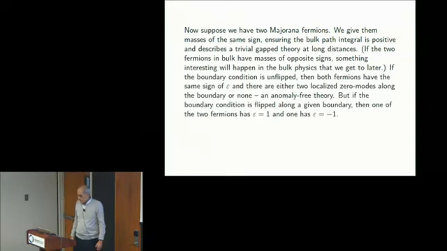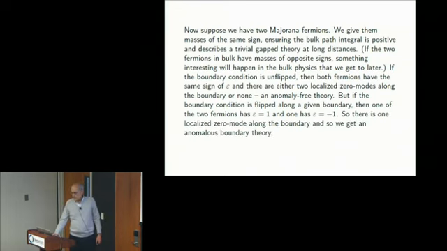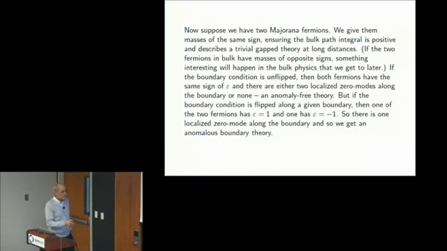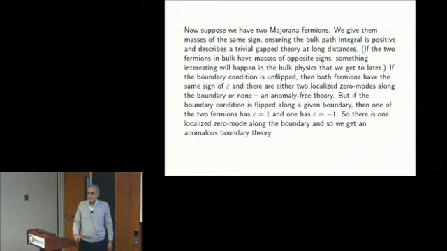In the flipped case, one of the fermions has epsilon equals 1, one has epsilon equals minus 1. So regardless of the sign of m, one of them has epsilon m positive, one has epsilon m negative. So there is one localized zero mode along the boundary, giving us an anomalous boundary theory. So I've now explained in two ways that flipping the boundary condition for one fermion creates the anomaly of the purely one-dimensional theory on that boundary.